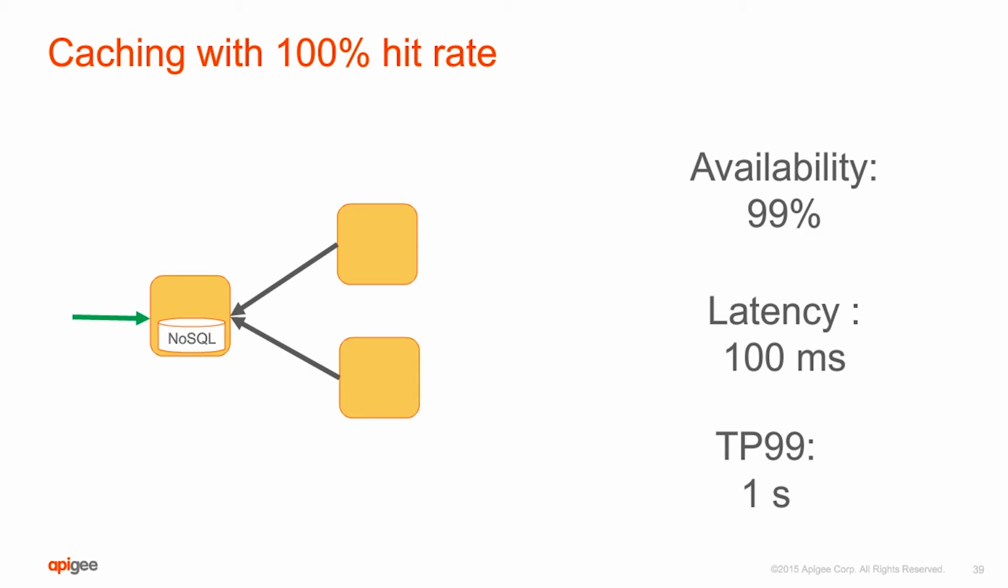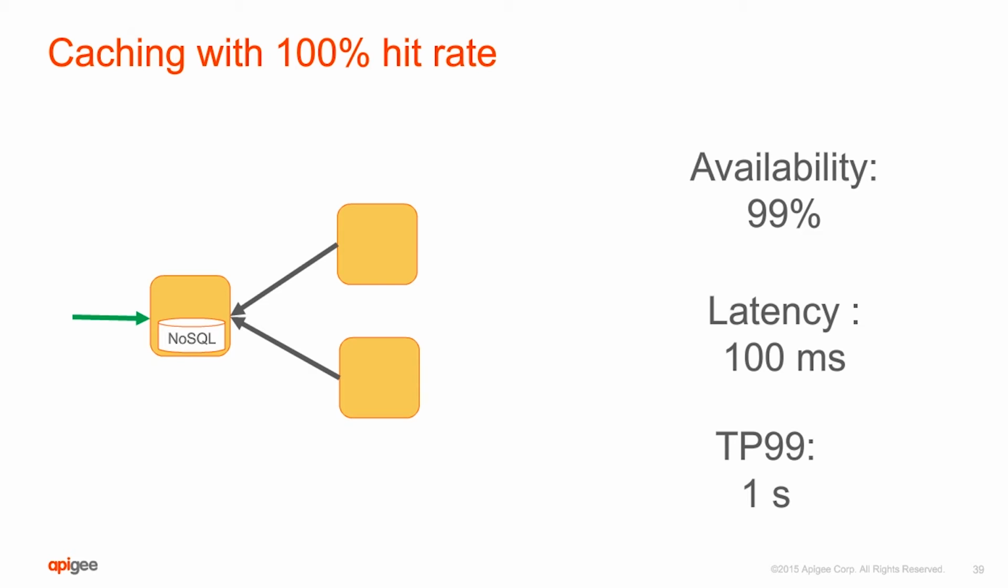But what happens if we have a cache hit rate of 100%? And this is actually a very common pattern. What happens is that these individual downstream services pre-compute all the potential answers and push the data up into the service that needs the data. It's a separate pattern, right? And if you do that, suddenly your availability goes up to 99%, which is great.